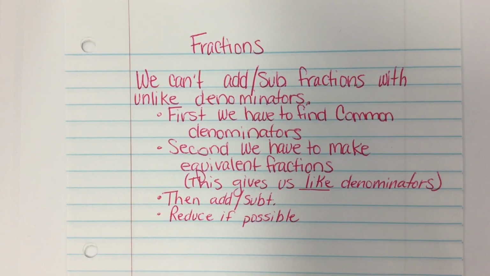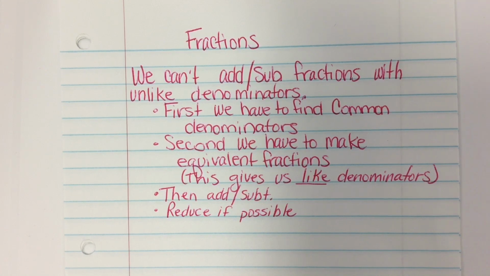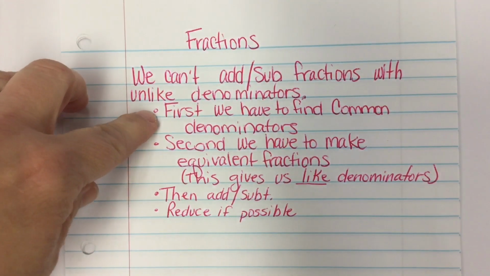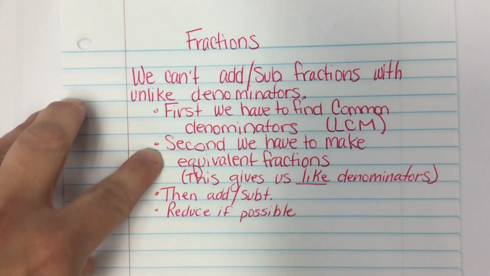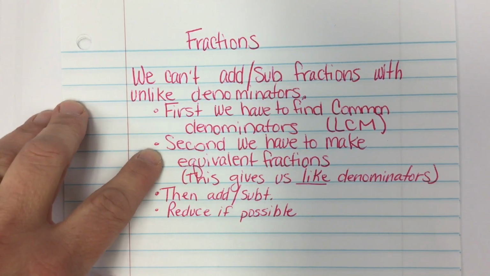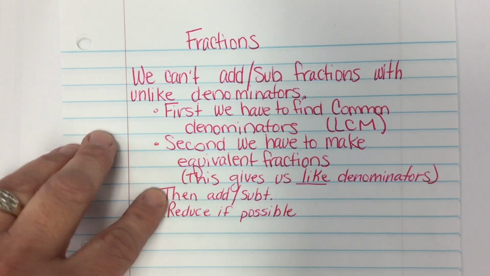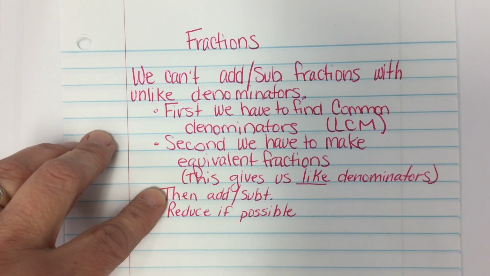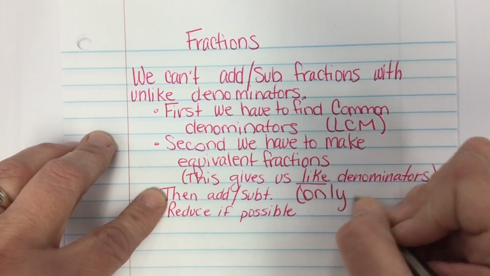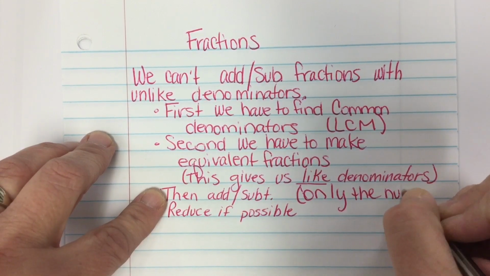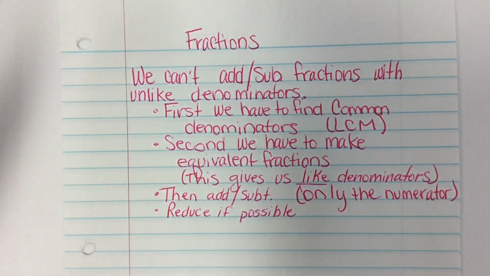All right, so we know we can't add or subtract fractions with unlike denominators. So the first thing we have to do is find a common denominator, which means we're going to find the LCM, least common multiple. Second, we have to make equivalent fractions, so we use that LCM to make equivalent fractions, and we'll practice that in a second. And then we'll add or subtract. When we add or subtract, we only add or subtract the numerator. And then we're going to reduce if possible.